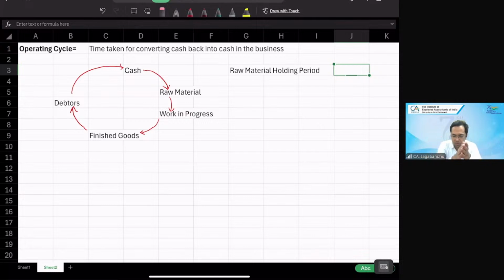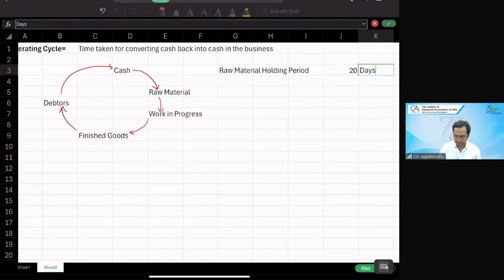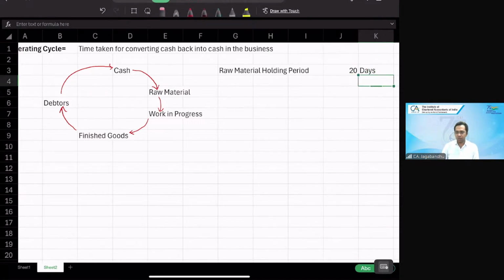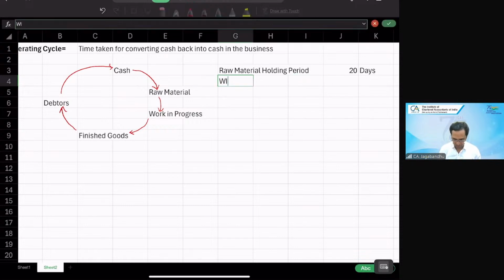It takes some time for raw material to get converted, right? So the raw material holding period is, let's say, 20 days. So you're taking 20 days for one lot of raw material to get used and fully converted to WIP, right? Whatever cash you're spending on acquiring the raw material remains as raw material with you for 20 days, right? Then it goes to WIP.